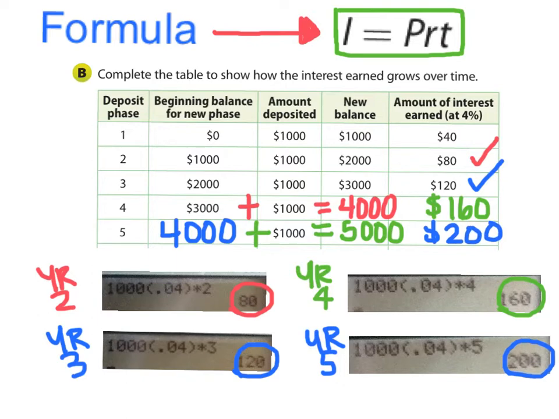Now I know in this it has a table, so you can see a pattern. It's increasing by $1,000 every time. Increasing by $1,000 every time. And the interest rate is increasing by $40 every time.